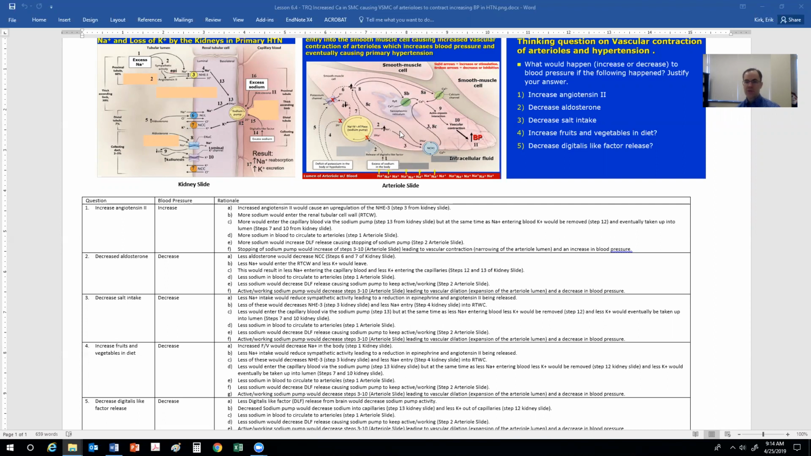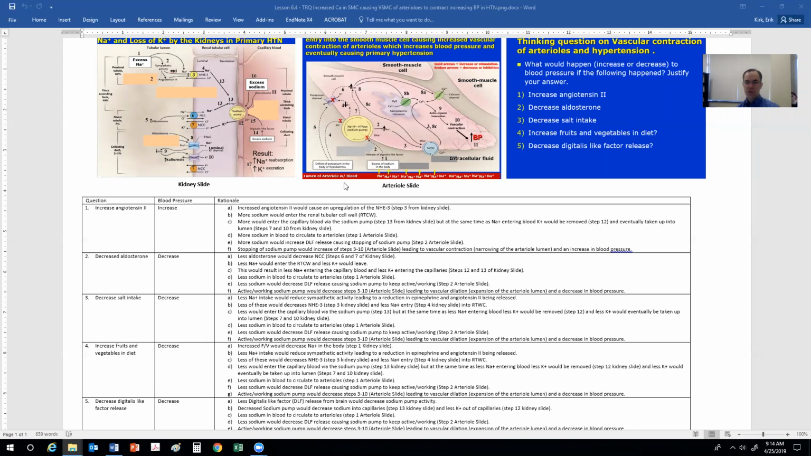The idea with these thinking review questions is you should be able to make the connection between what's happening in the kidneys with sodium reabsorption or less sodium reabsorption and the effect it will have on the arterioles, particularly vascular contraction and blood pressure. So trying to connect what's happening in the kidneys to what happens in the arterioles.